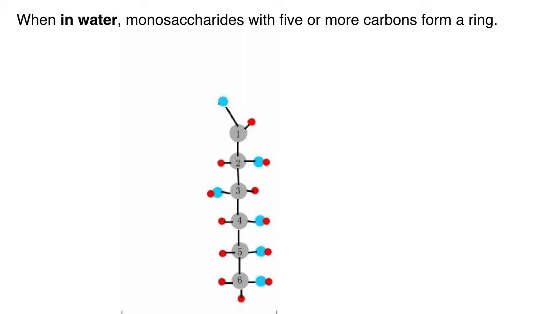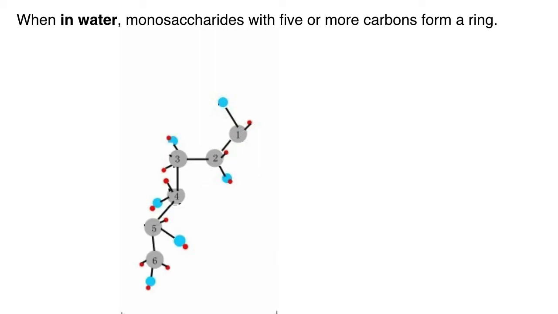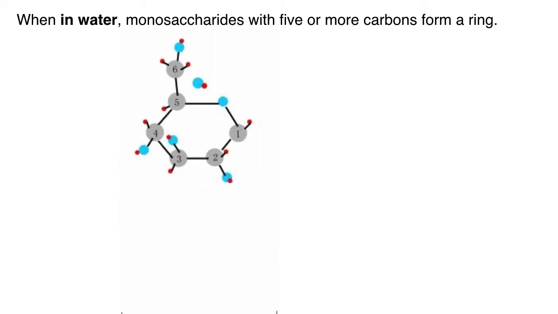Place a monosaccharide with 5 or more carbons in some water and it will form a ring structure. This happens when a hydroxyl group in the chain reacts with a carbonyl group, whether that be an aldehyde or a ketone. And this molecule right here is glucose. And in the case of glucose, the hydroxyl group in carbon 5 is the one that reacts with the aldehyde, which is on carbon 1.